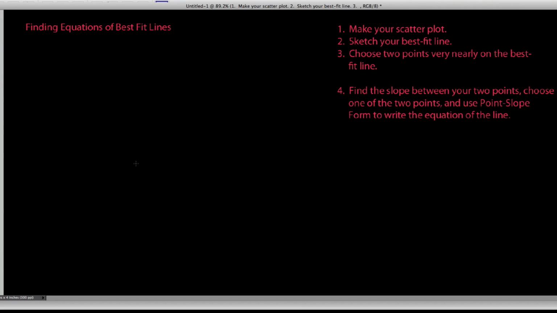Okay, so here's the deal. We're going to find the equation of a line of best fit, or best fit line, and in the last video we outlined the process for doing so. So we're going to get started by recalling that we're going to be using point-slope form of a line: y minus y1 equals m times x minus x1. As far as this process for finding the equation of this line goes, the easy parts are the first two steps over here: make your scatter plot and sketch your best fit line.